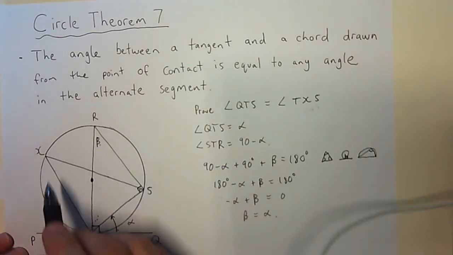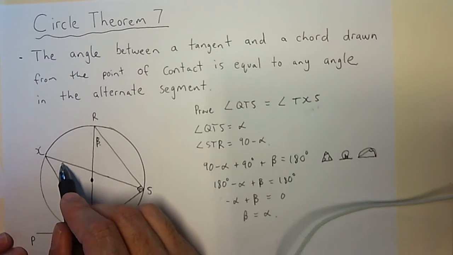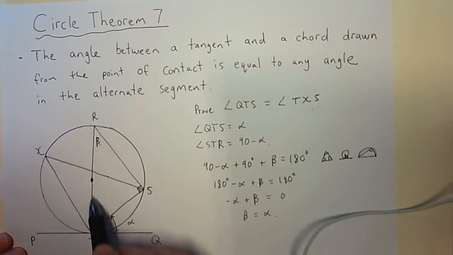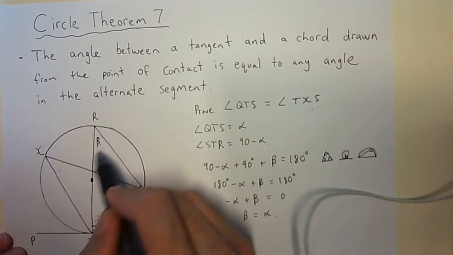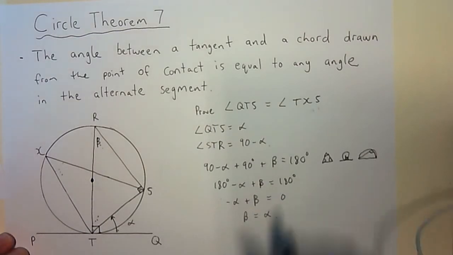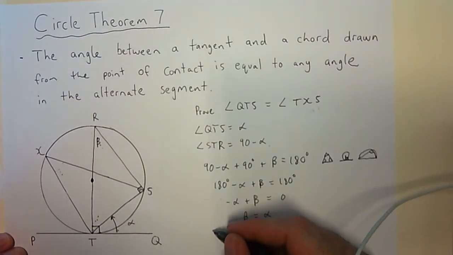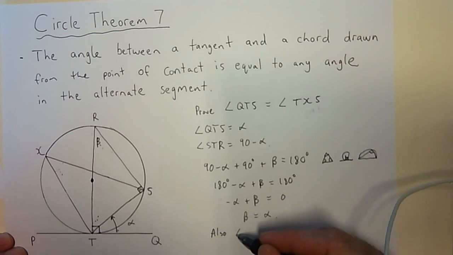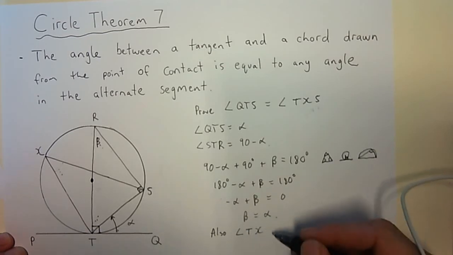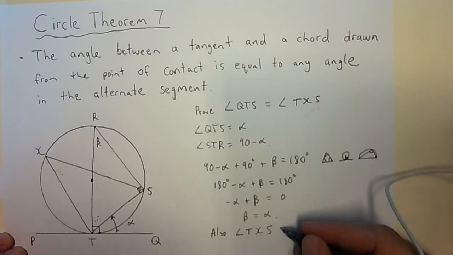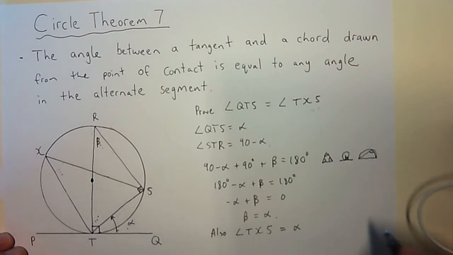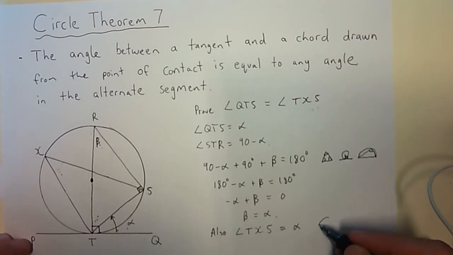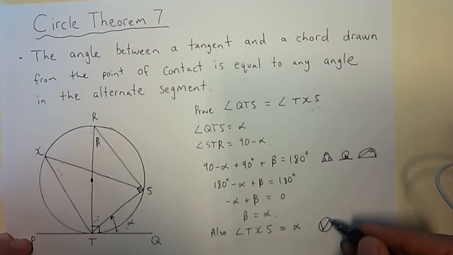Now from here, I can use circle theorem number 2. So I've got this idea here, circle theorem number 2, happening where these two angles are equivalent to each other. Okay, so I can then say also angle TXS is equal to alpha, because it's equal to beta, which is equal to alpha, and that is because of our circle theorem number 2.